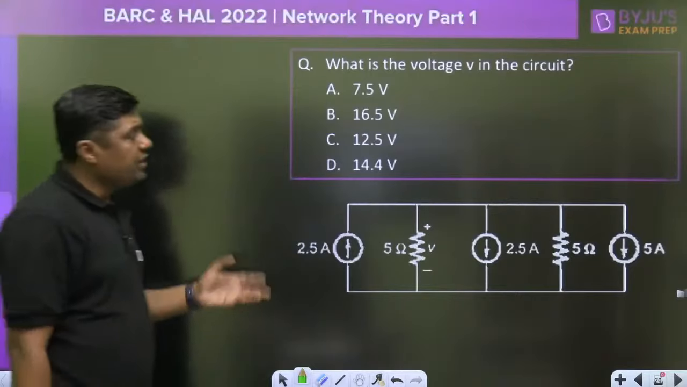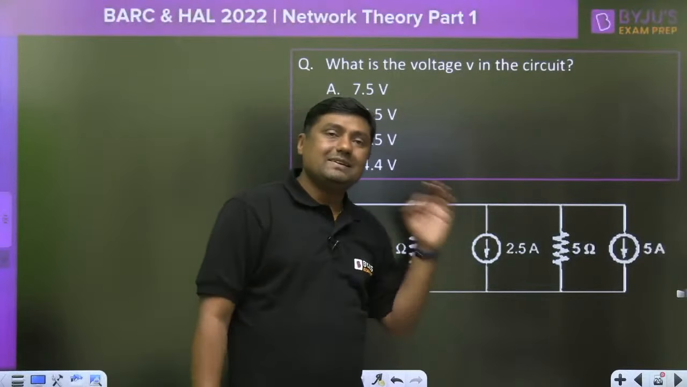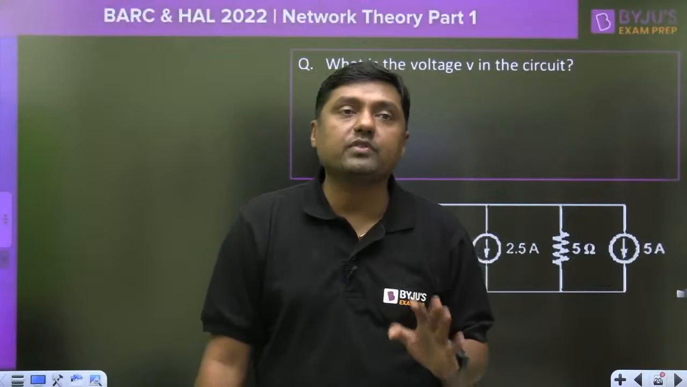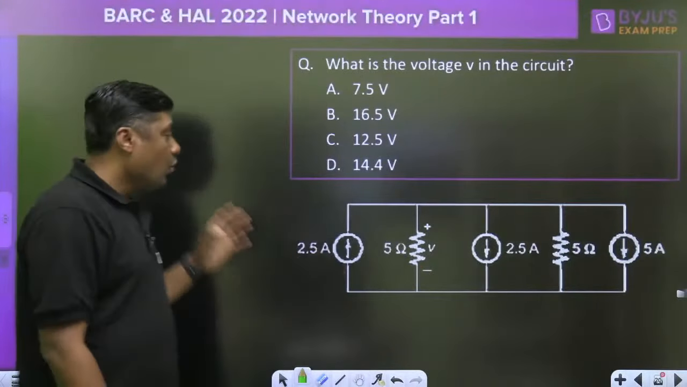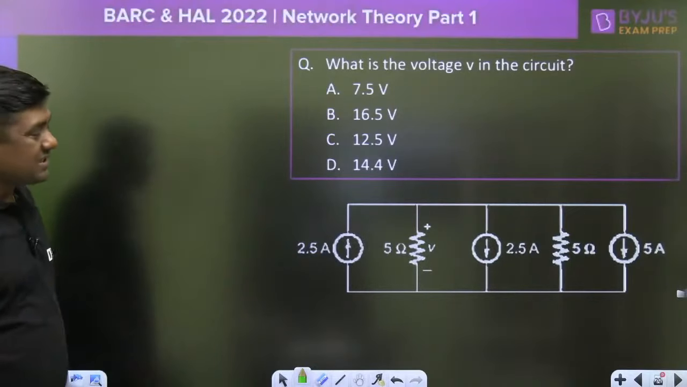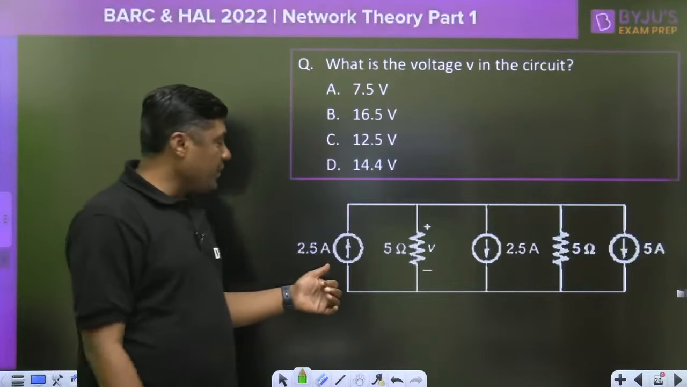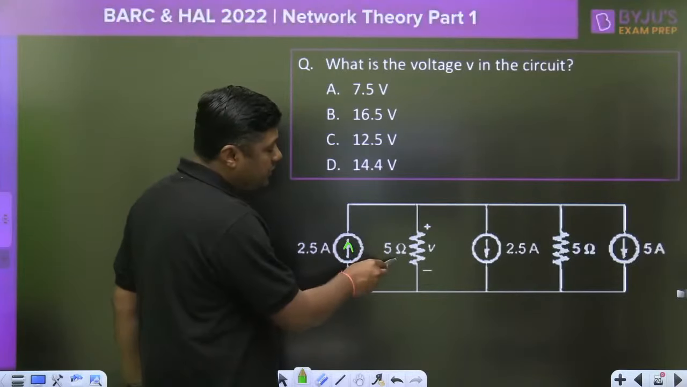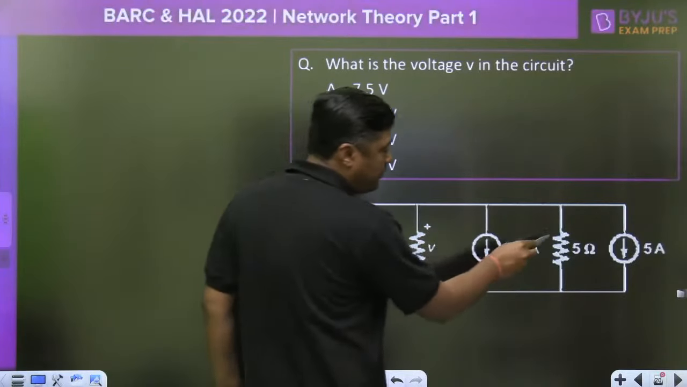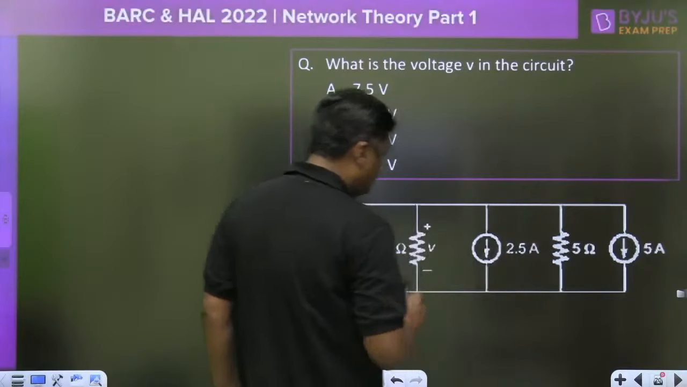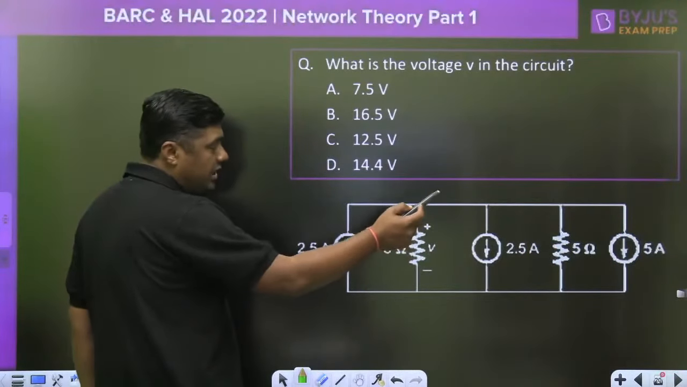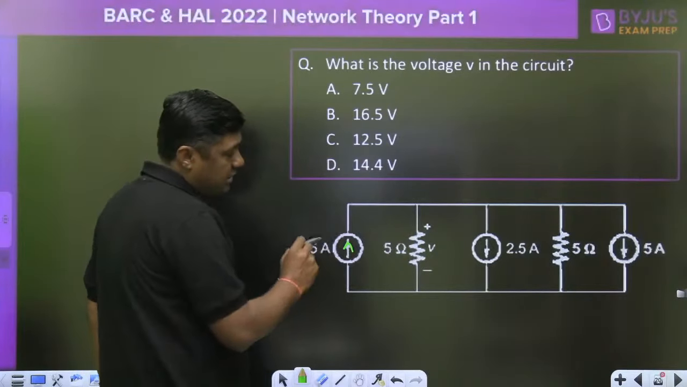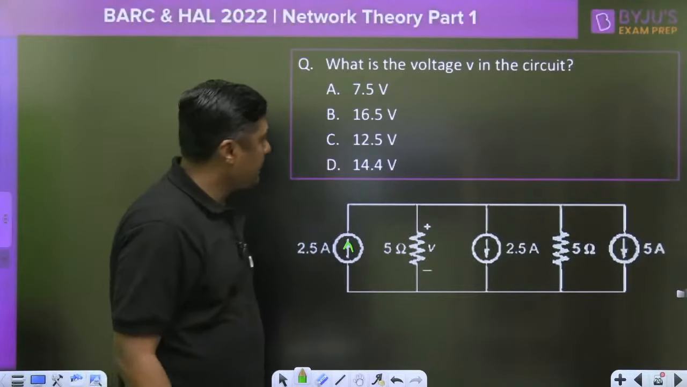What is the voltage V in the circuit? Within 10 seconds, you will be able to give the answer. Watch this question and give me the answer. This is the 2.5 ampere current source. This is the 5 ampere. We have 3 current sources in parallel, and 5 ohm, 5 ohm resistors. Then what will be the answer?